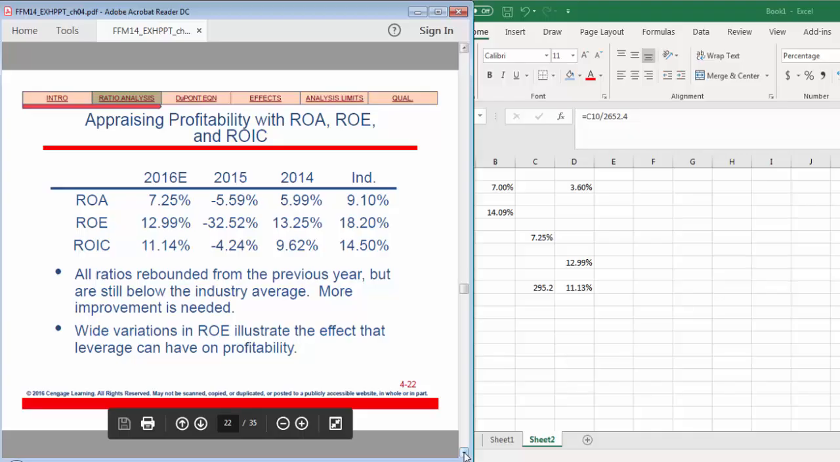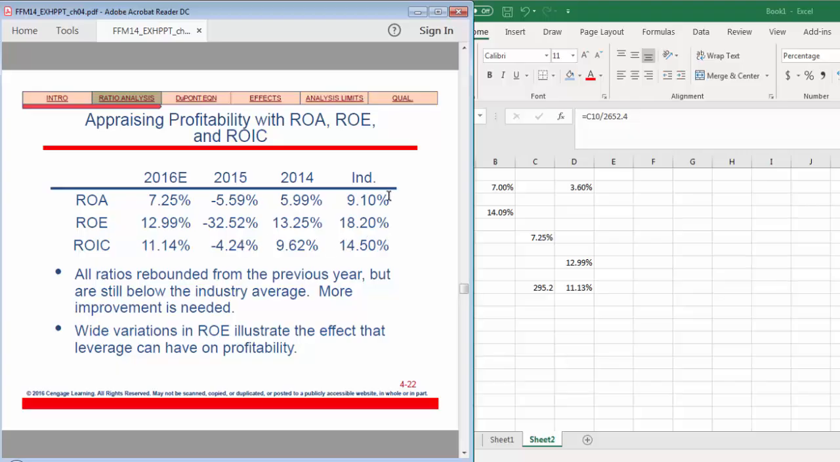So let's compare appraising profitability with ROA, ROE, and ROIC. You got ROA, which is 7.25%. That's an estimate. ROE 12.99%, 11.14%. ROIC, which is a lot better than 2015. Look, all the numbers were really bad in 15. They're all negative numbers, which is not good. Compared to industry average, still a long way to go.